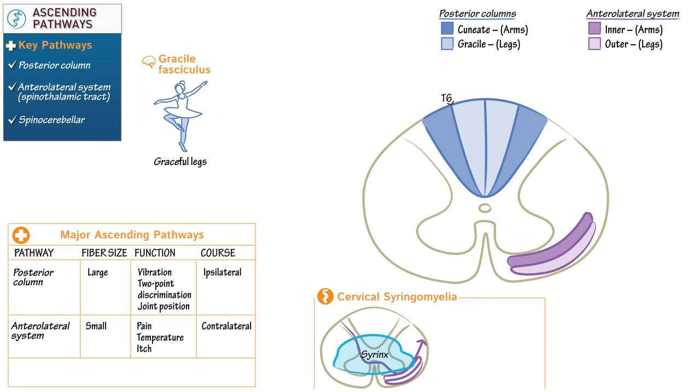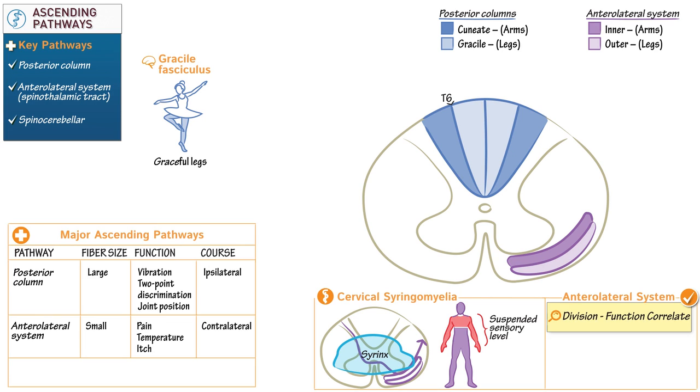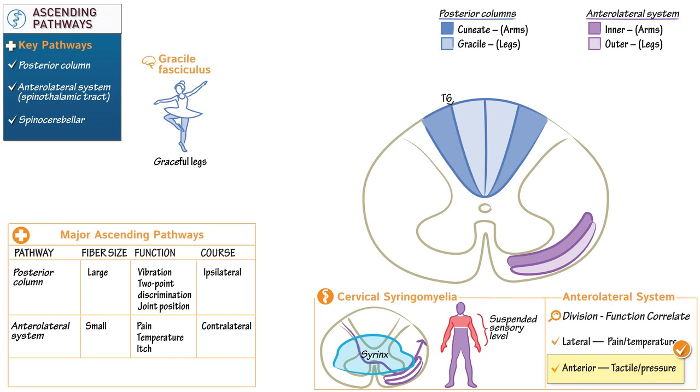To understand the clinical exam findings of a cervical syringomyelia, draw a person with a suspended sensory level wherein small fiber sensation is lost in a cape-like distribution in the arms and upper trunk, but sensation is preserved in the legs. Next, let's transition to a separate organizational principle of the anterolateral system. As a divisional functional correlate, generally the lateral regions of the anterolateral system subserve pain and temperature, and the anterior regions subserve tactile and pressure sensation.